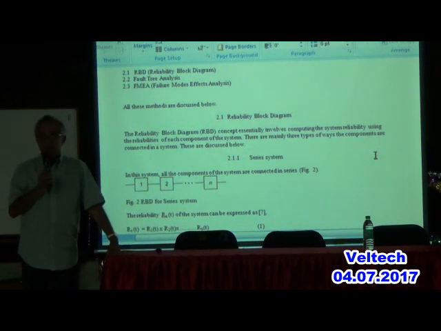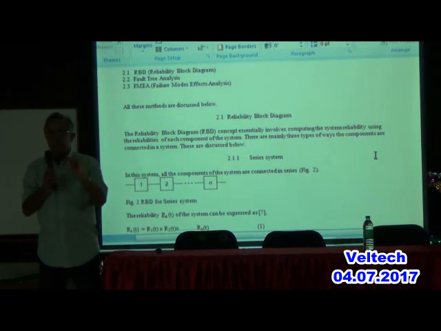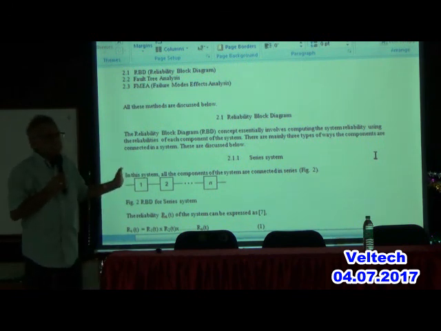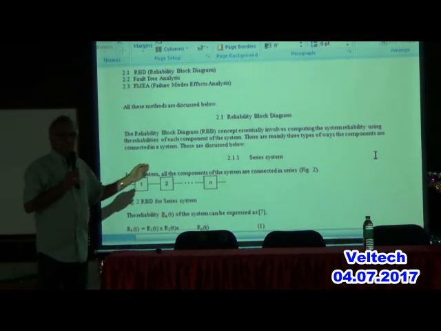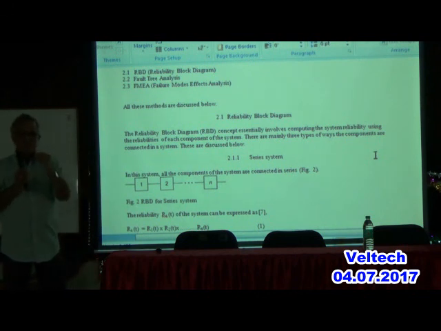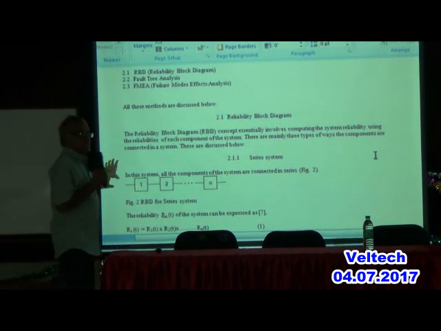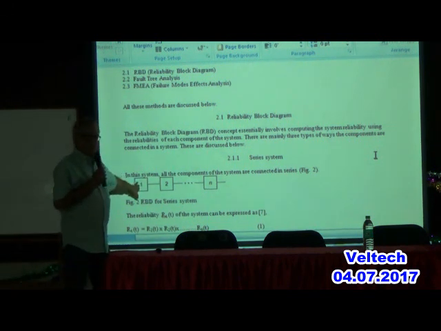Say they take a car. In order that the car works, works means it moves, the tires have to work, the engine has to work, right? If one of the lights doesn't work, for example, you can still drive. So in this case, for the reliability of the series system, all of them have to work. Take the example of a car: all of them have to work before the car goes on the road. So in this case, there is no redundancy.